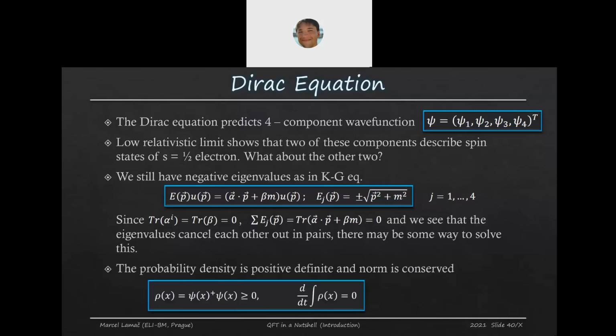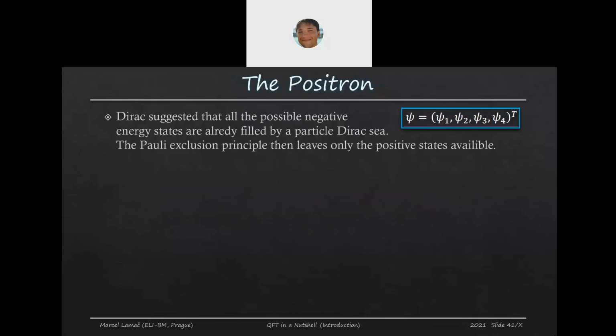There may be some way to solve this, but what's important is that the probability density is positive definite, and since it is a first-order equation, the norm is also conserved. So the probabilistic interpretation of quantum mechanics is safe. Such a relativistic equation for a wave function works if we interpret the wave function in the usual sense.